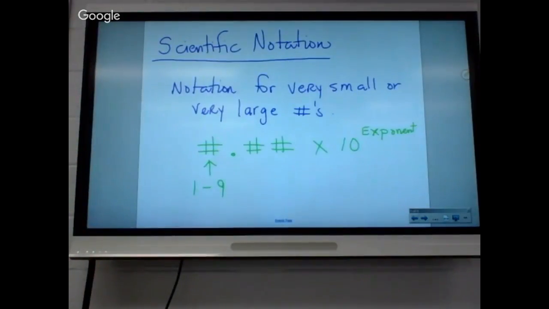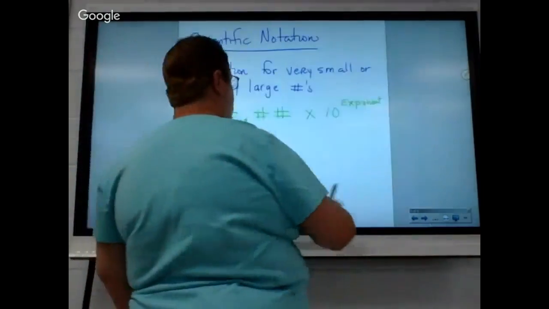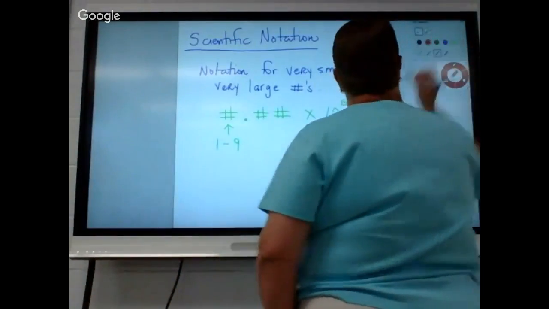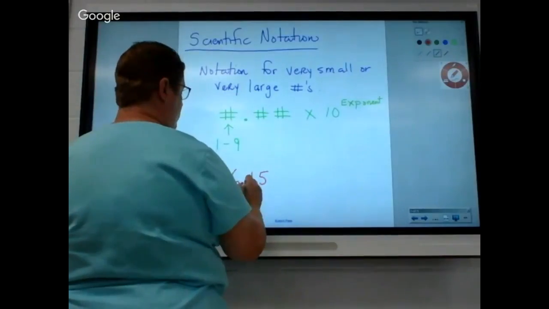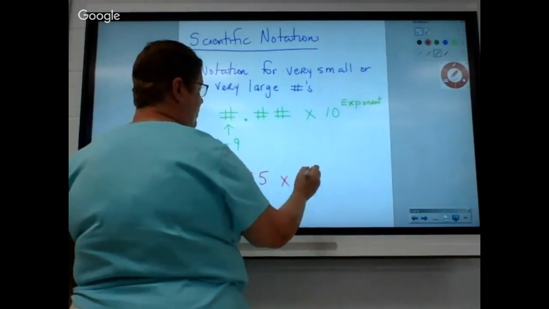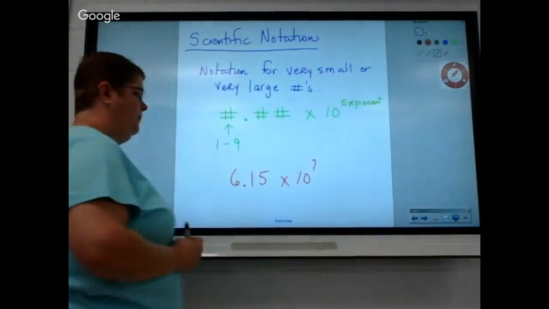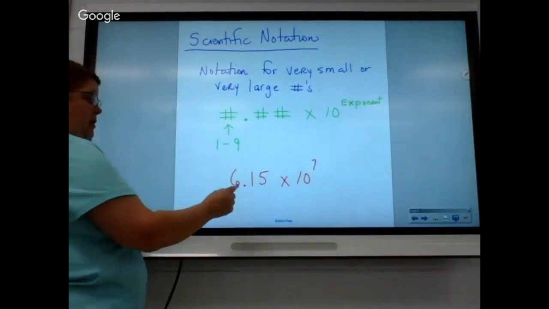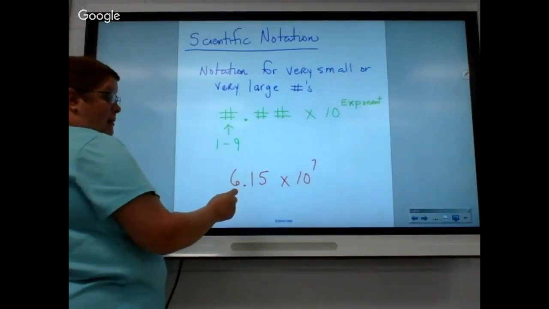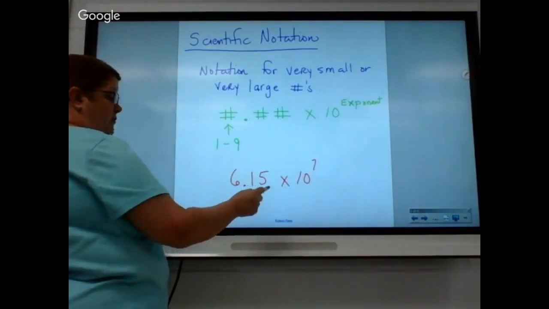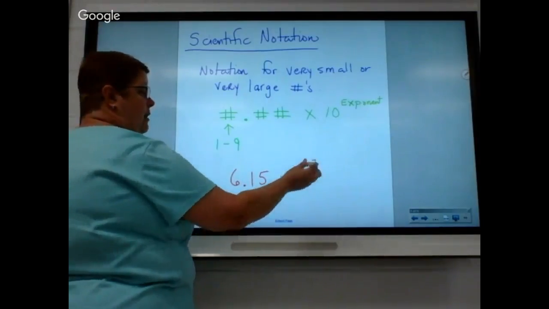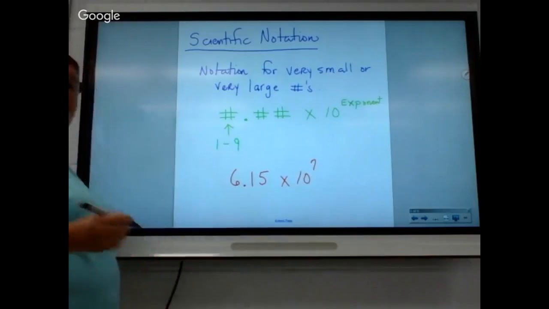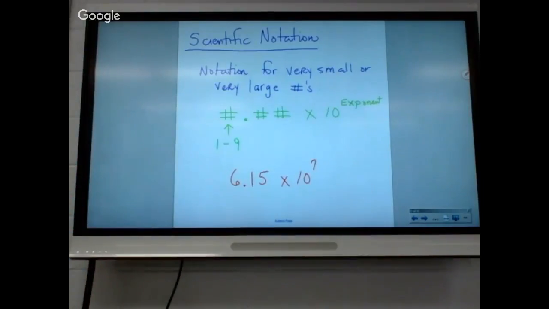So, an example of this might be something such as 6.15 times 10 to the 7th. This 6 is a number between 1 and 9. Here's two numbers after the decimal. It could be more, it could be less. Times 10. And the exponent in this case is a 7. Okay, that number is in scientific notation.